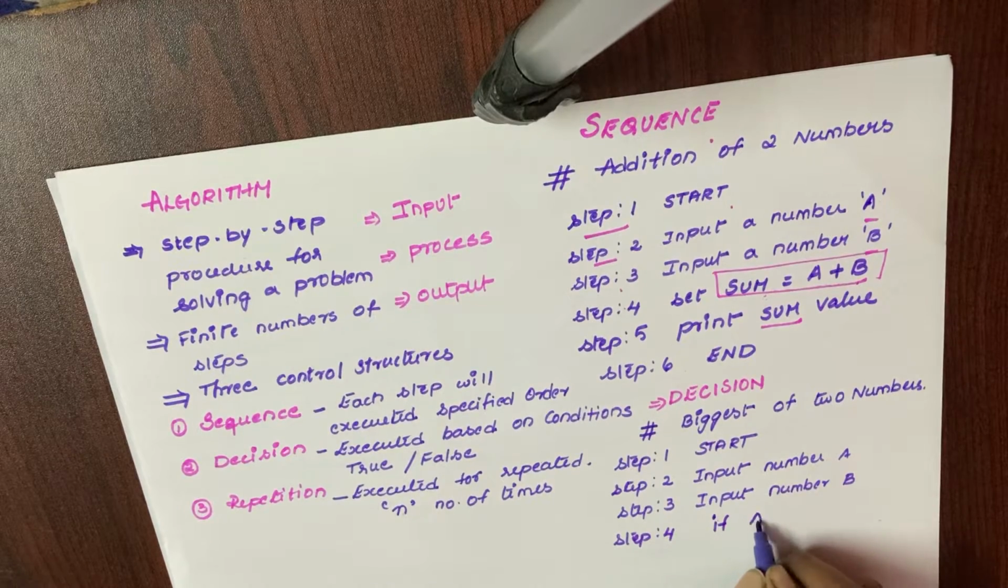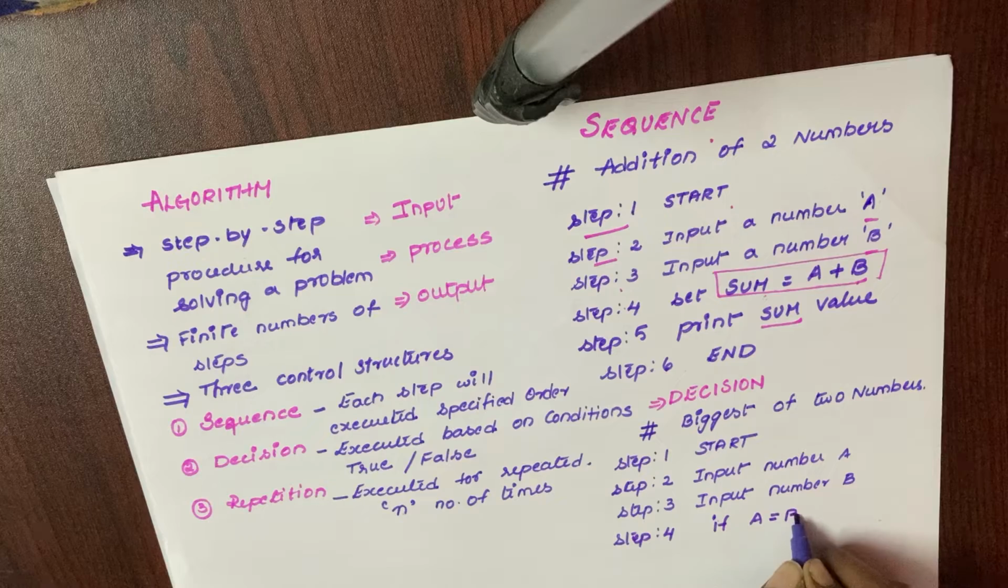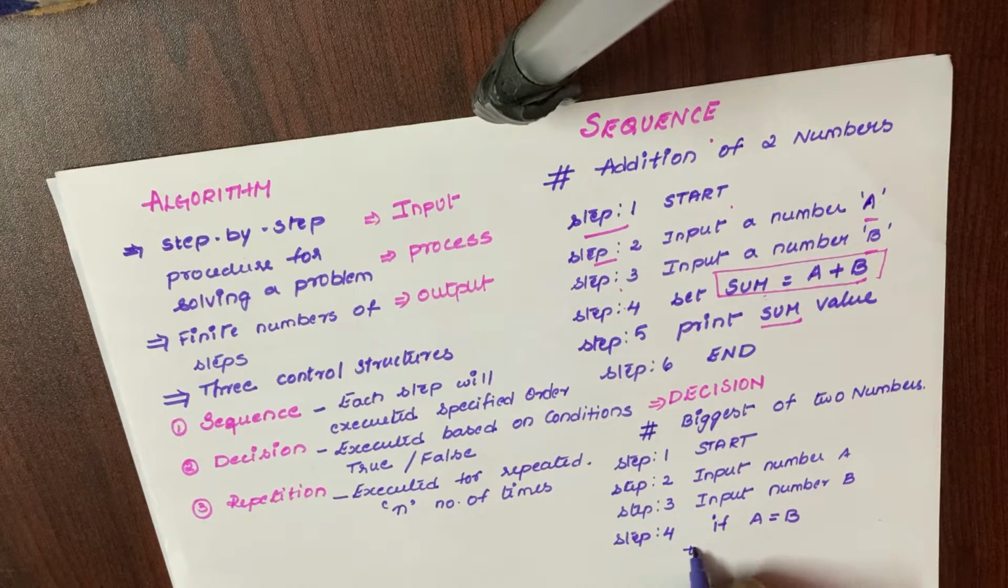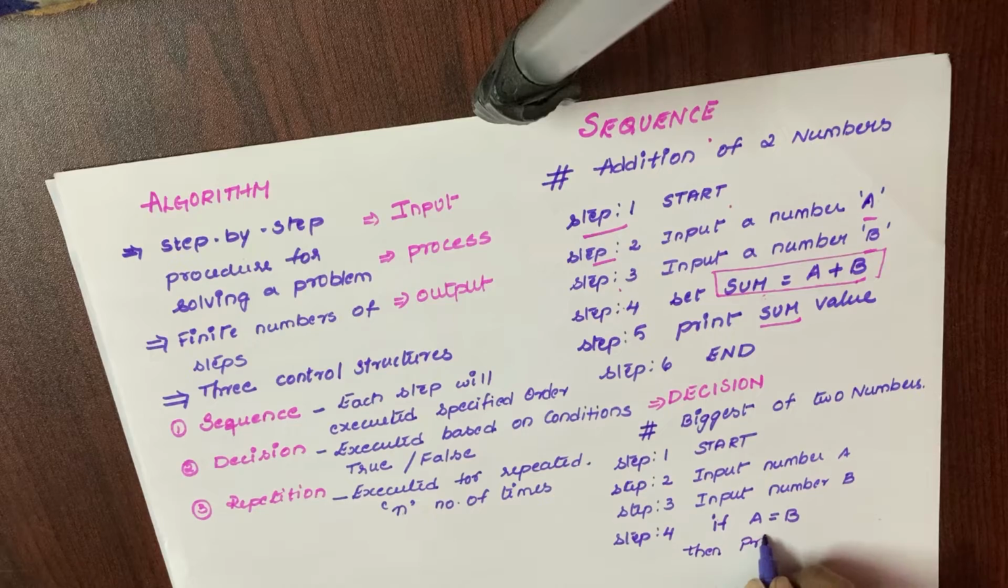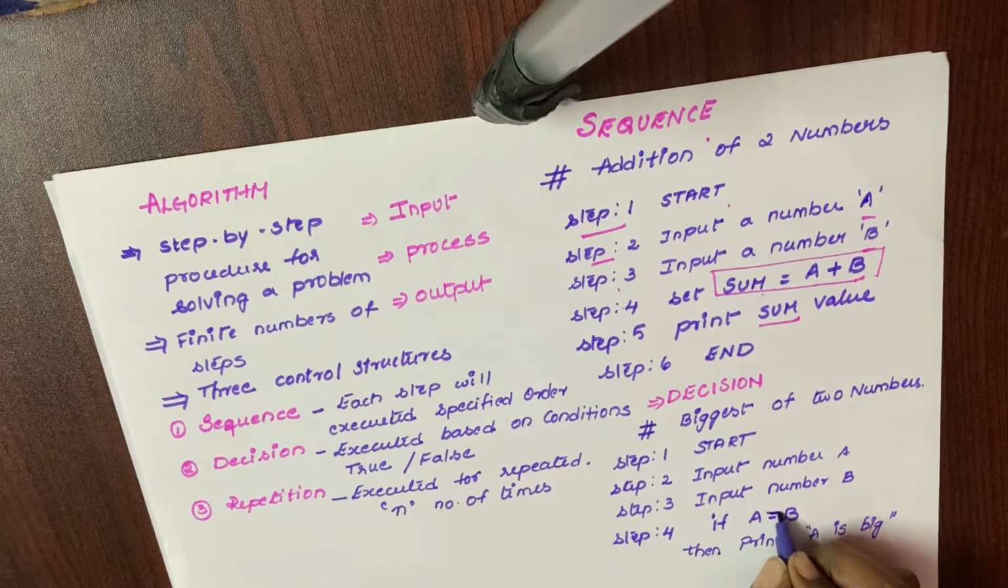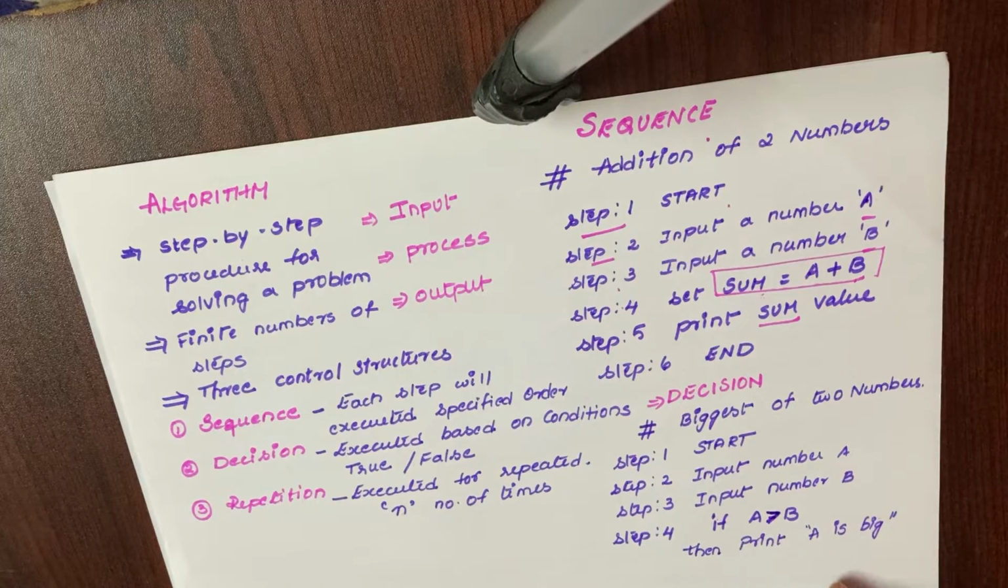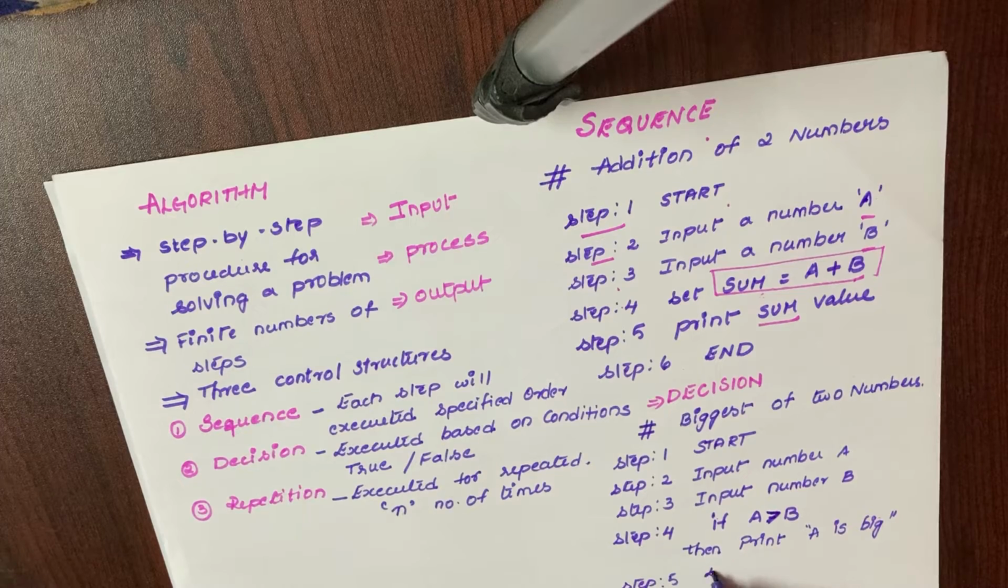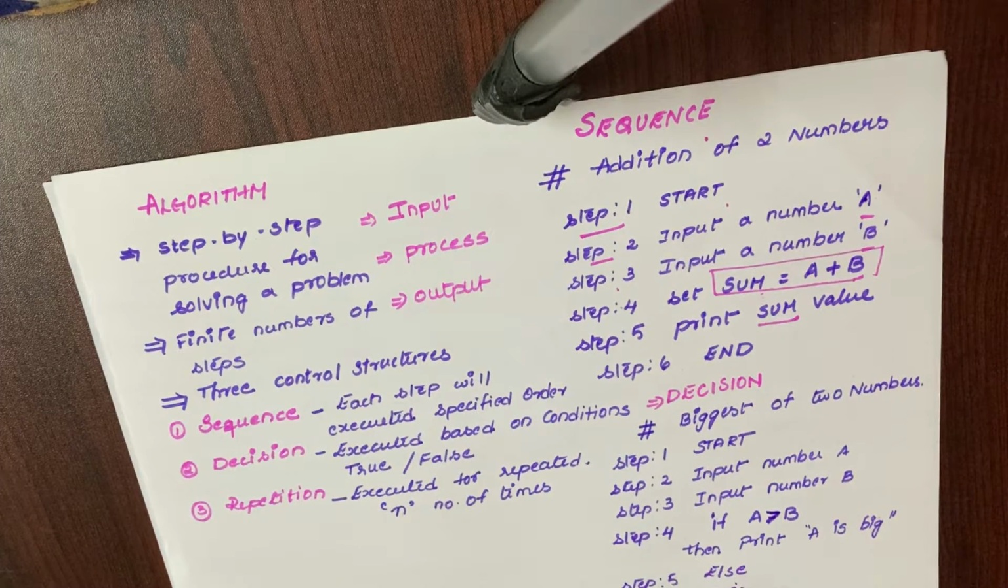if A is greater than B, then print A is big. In step 5, if this statement is wrong, then else print B is big. Okay.